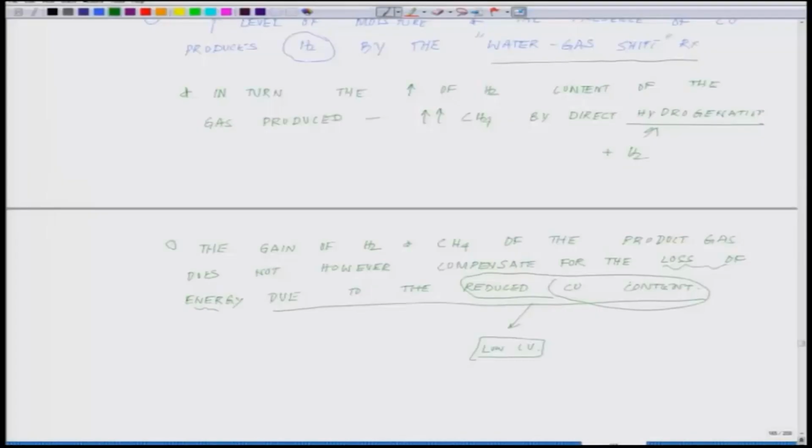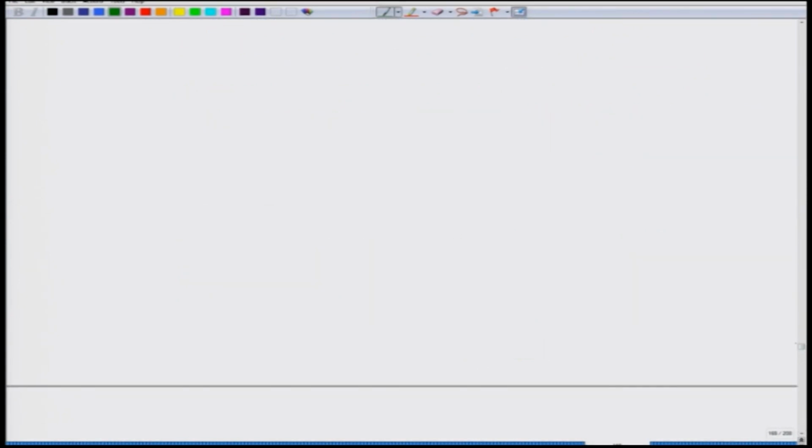So, the next aspect into this, what we are about to add, is the ash content, okay, or the mineral content.